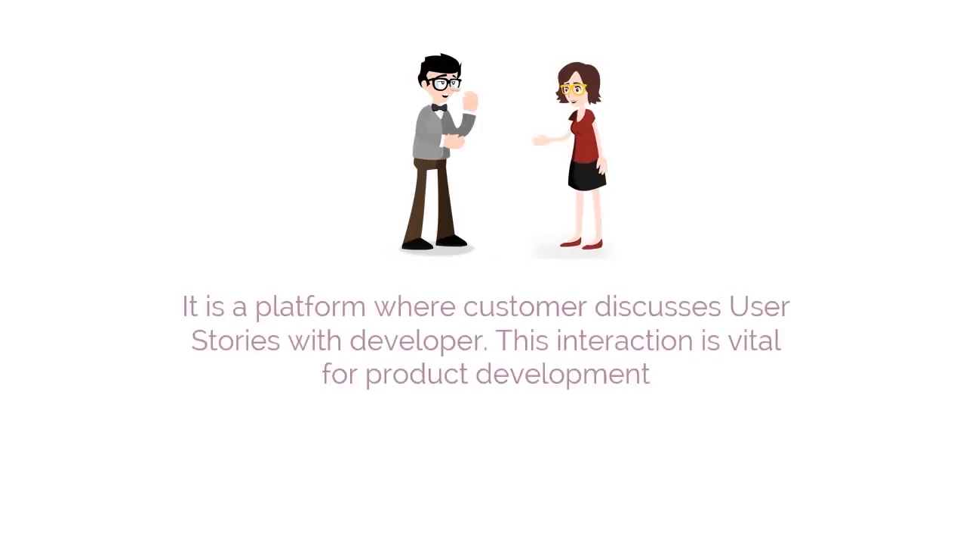A third practice under business practice is the planning game. The planning process in XP is referred to as the planning game. It's a platform where the customer discusses user stories with the developer. This interaction is vital for product development from both business and technical perspectives.